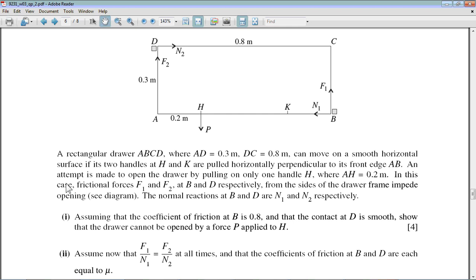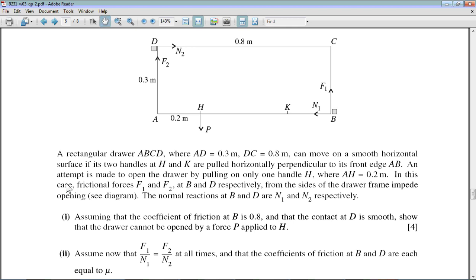So that means that the diagram is what we're looking from above. That is a plan view. So it means, of course, that the weight force will not be important. Okay, we have two handles at H and K. They can be pulled horizontally perpendicular to the front edge AB, so that would be the direction downwards on the screen. As you can see, the force P is pointing downwards.